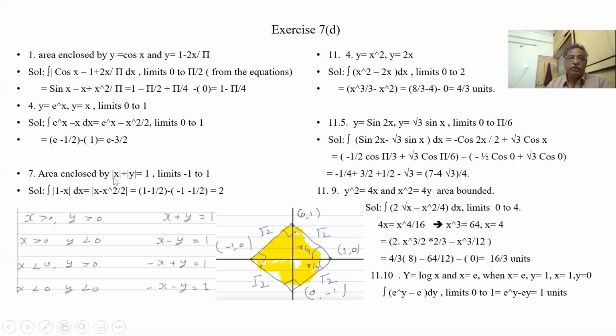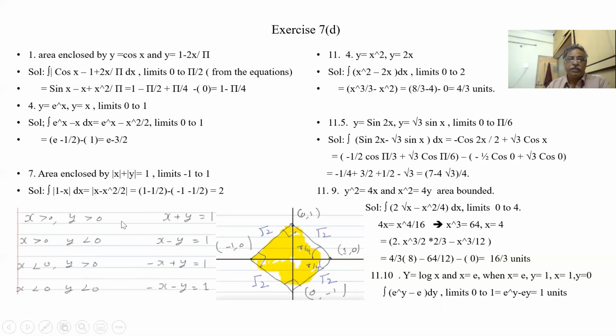Okay. Now area enclosed by mod x plus mod y is equal to 1. So what values of x is it satisfying? Suppose x is 0, y is equal to 1. It is tallying. When x is minus 1, y is equal to 0, then it's also tallying. x is plus 1, y is equal to 0. So x limits are minus 1 to plus 1. So what is y here? y is equal to 1 minus x. So integral 1 minus x dx equals x minus x square by 2, limits between minus 1 to plus 1. So I substitute here plus 1, minus of minus 1. So both are getting added. That means area is 2.